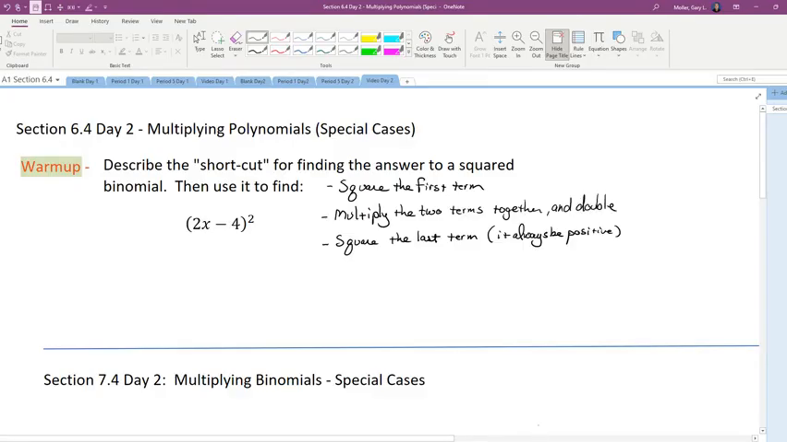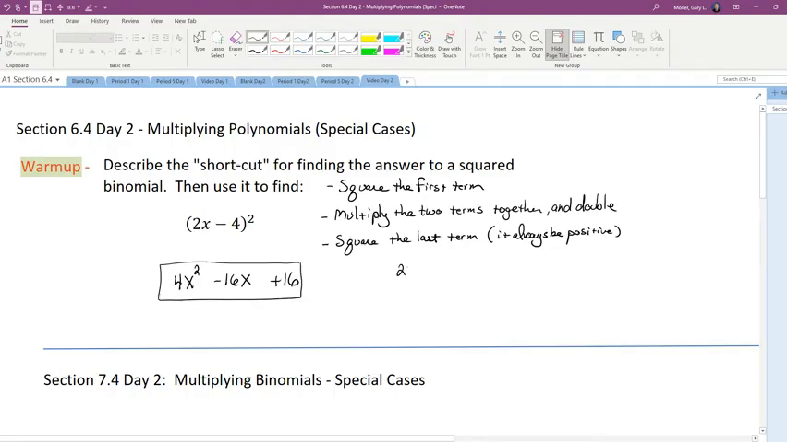All right, so let's follow our advice. Square the first term. 2x, the quantity squared, 2x times 2x is 4x squared. I'm going to skip the last step. Square the last term. -4 and -4 is a positive 16. The middle term, I'm going to multiply -4 times 2x is -8x, and then I'm going to double. So -16x.